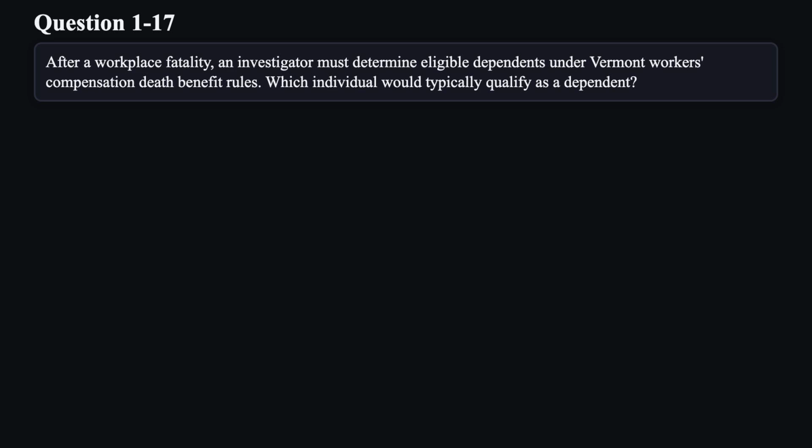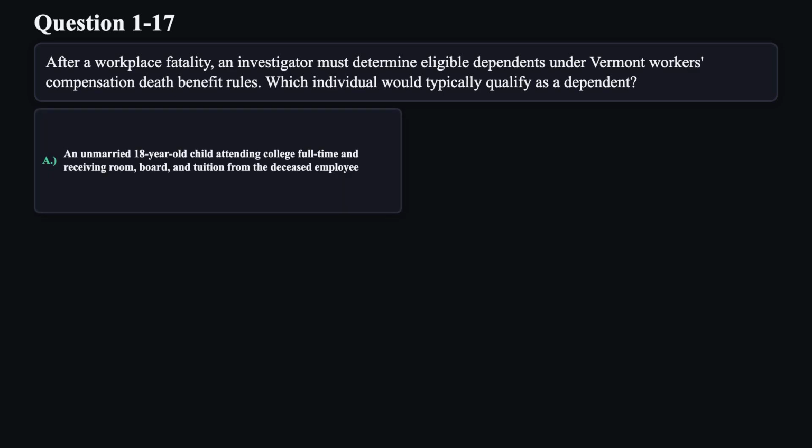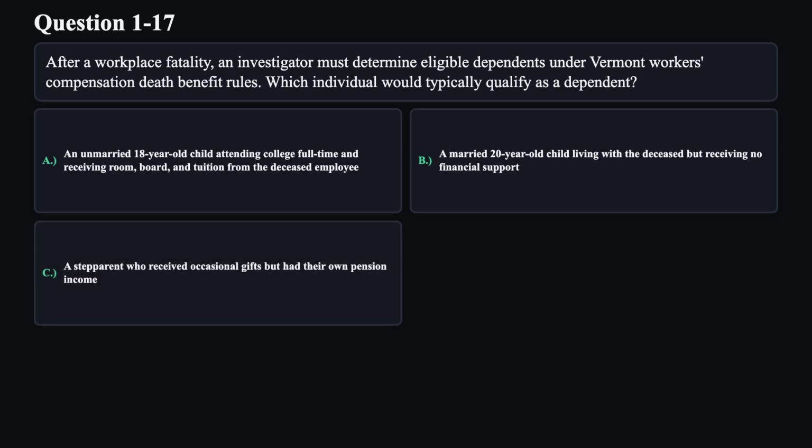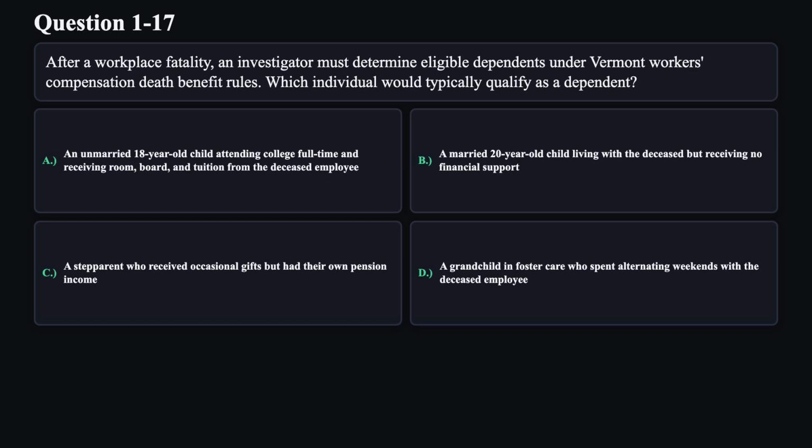Question 17. After a workplace fatality, an investigator must determine eligible dependents under Vermont workers' compensation death benefit rules. Which individual would typically qualify as a dependent? A. An unmarried 18-year-old child attending college full-time and receiving room, board, and tuition from the deceased employee. B. A married 20-year-old child living with the deceased but receiving no financial support. C. A step-parent who received occasional gifts but had their own pension income. D. A grandchild in foster care who spent alternating weekends with the deceased employee.